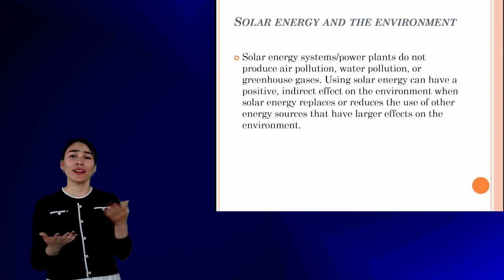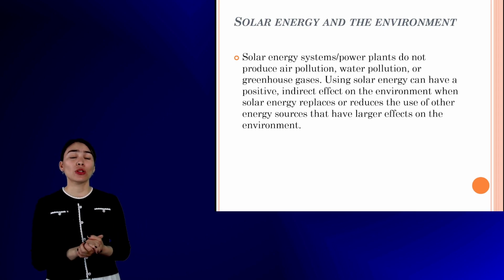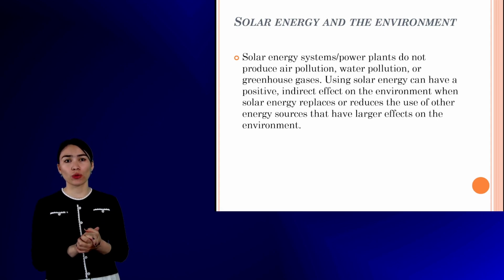Solar energy and the environment. As I said before, there is very minimal effect on the environment. Solar energy does not produce any air pollution, water pollution, or greenhouse gases. Using solar energy can also have a positive indirect effect on the environment when solar energy replaces or reduces the use of other energy resources that have larger effects on the environment.